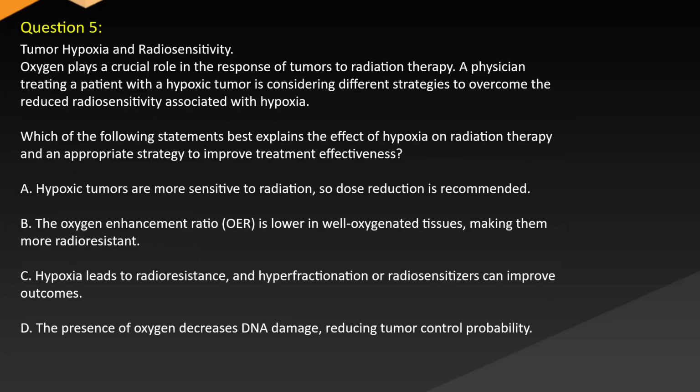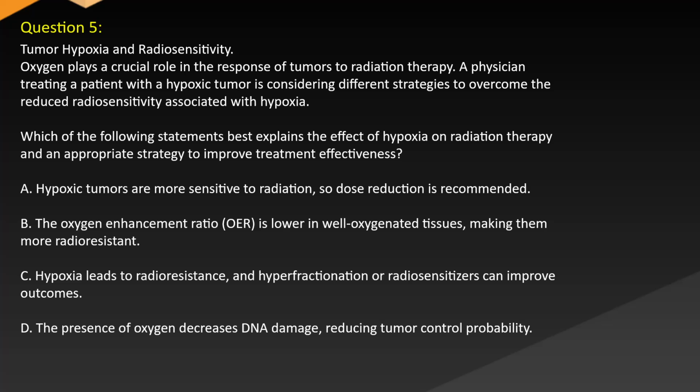Question 5. Tumor hypoxia and radiosensitivity. Oxygen plays a crucial role in the response of tumors to radiation therapy. A physician treating a patient with a hypoxic tumor is considering different strategies to overcome the reduced radiosensitivity associated with hypoxia. Which of the following statements best explains the effect of hypoxia on radiation therapy and an appropriate strategy to improve treatment effectiveness? A. Hypoxic tumors are more sensitive to radiation, so dose reduction is recommended.